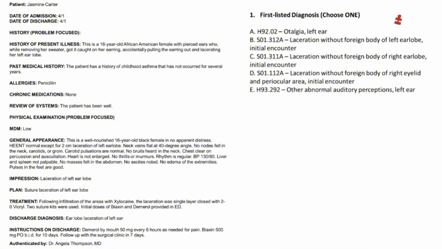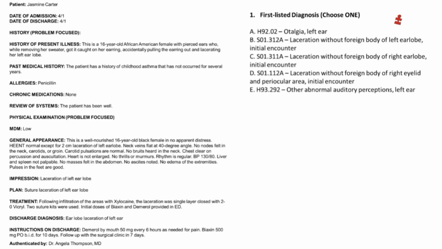All right, so our first task is this. We need to determine the first listed code. We have the following: A, H92.02. You can put your answers in the chat if you already have an answer. But otalgia, left ear. B, S01.312A, laceration without foreign body of left ear lobe, initial encounter.